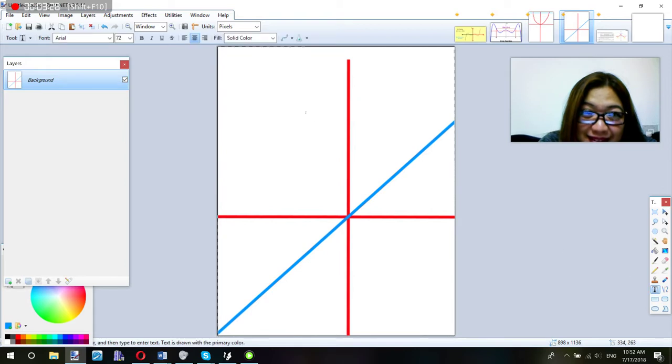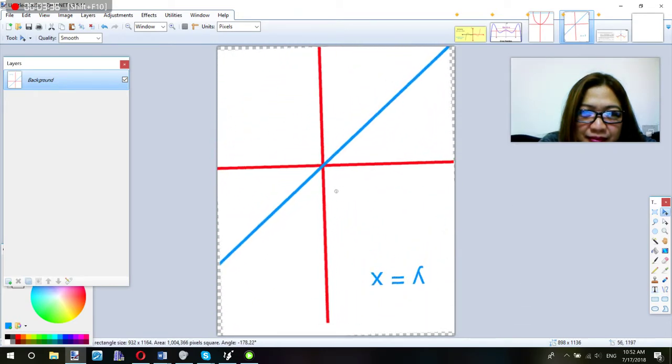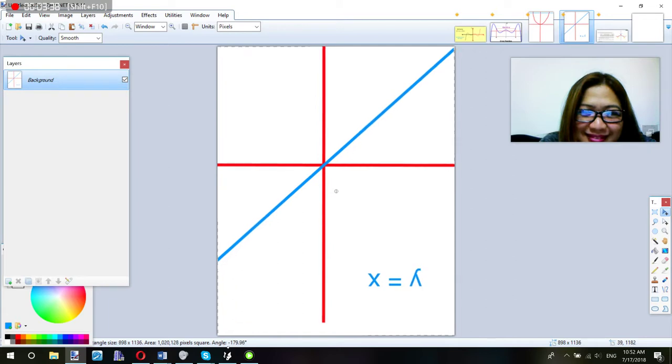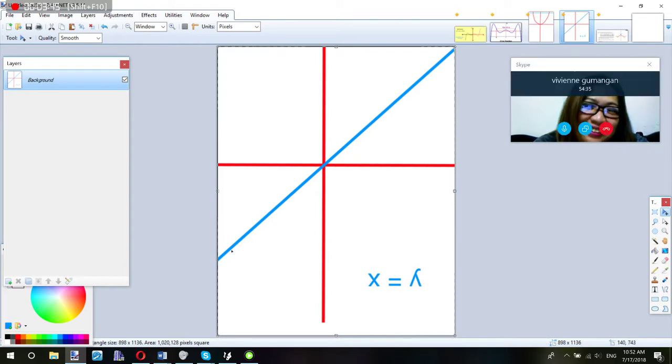Let me do that one more time. This is the graph y equals x. It is symmetric about the origin because if I rotate this graph 180 degrees, it still looks like y is equal to x. Okay, so that's even functions and odd functions.